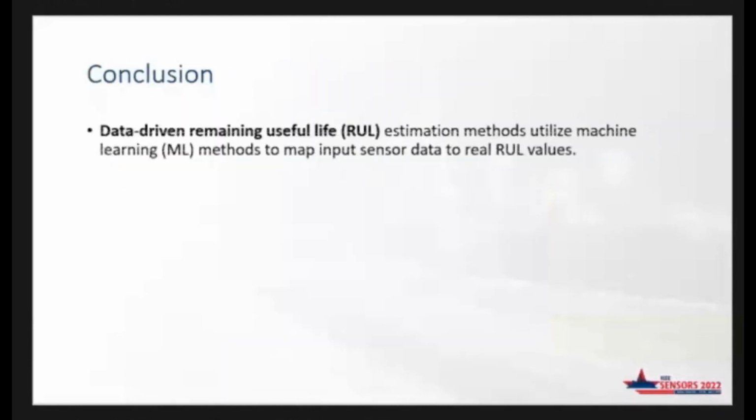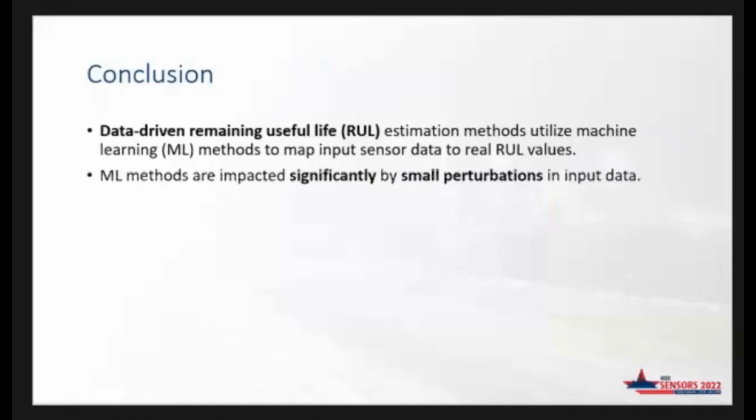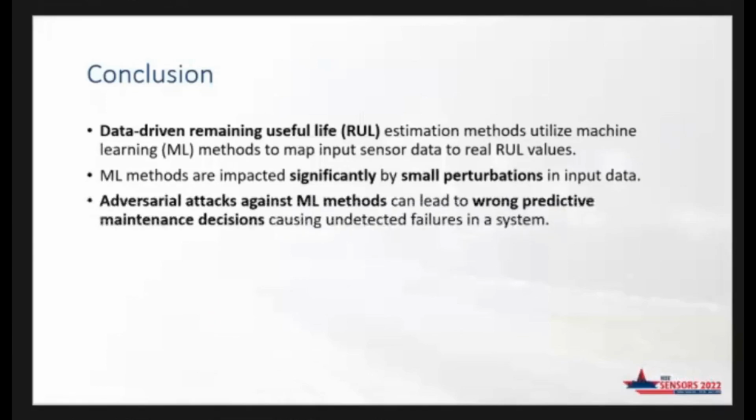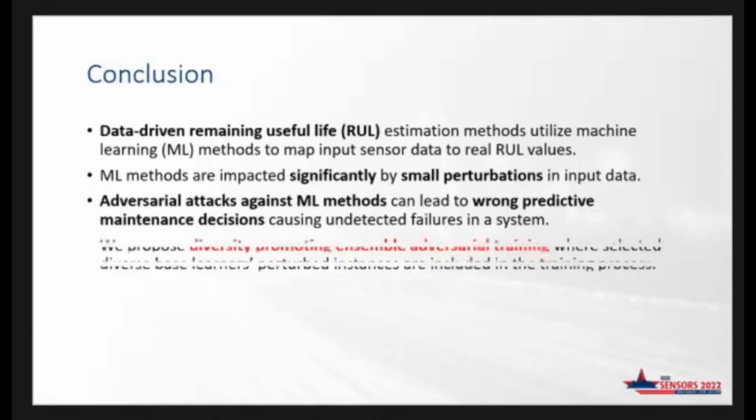All right, to sum up, data-driven predictive maintenance methods utilize sensor data to map it to the real remaining useful life values. However, these methods, specifically machine learning methods, are impacted significantly by small perturbations, small changes, which are constructed in a clever manner. So we end up with really bad scenarios where we can end up with wrong predictive maintenance decisions, which can be quite costly.